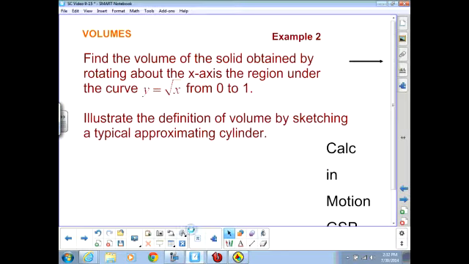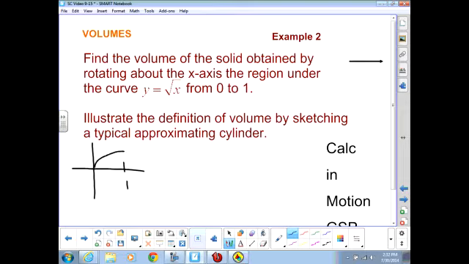So if we go back, first we'll just sketch it for a second. So we're doing that function and the region between that and the x-axis. In reality, what we're doing is we're just taking a little slice here. And that is revolving around the x-axis to create a disk. And we are going to find the volume of that disk.